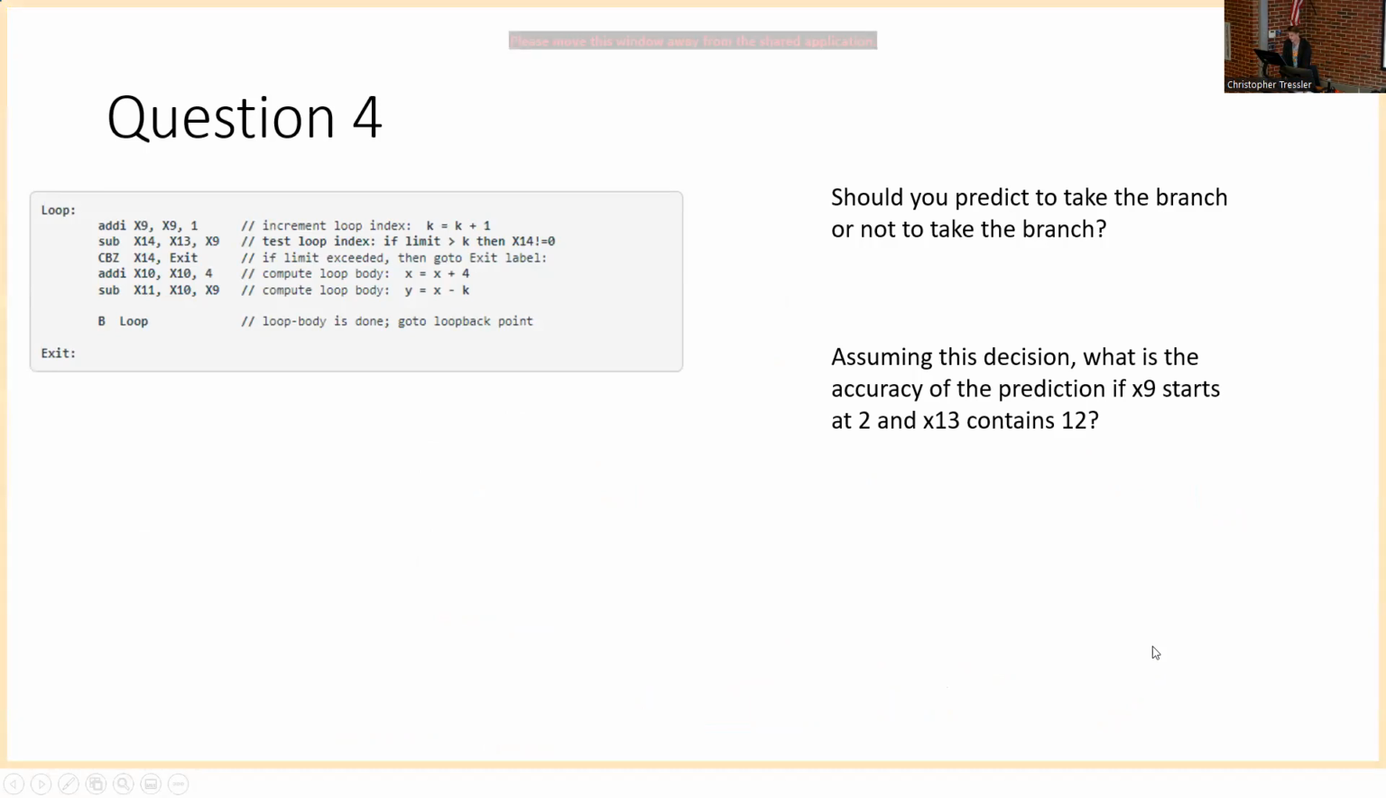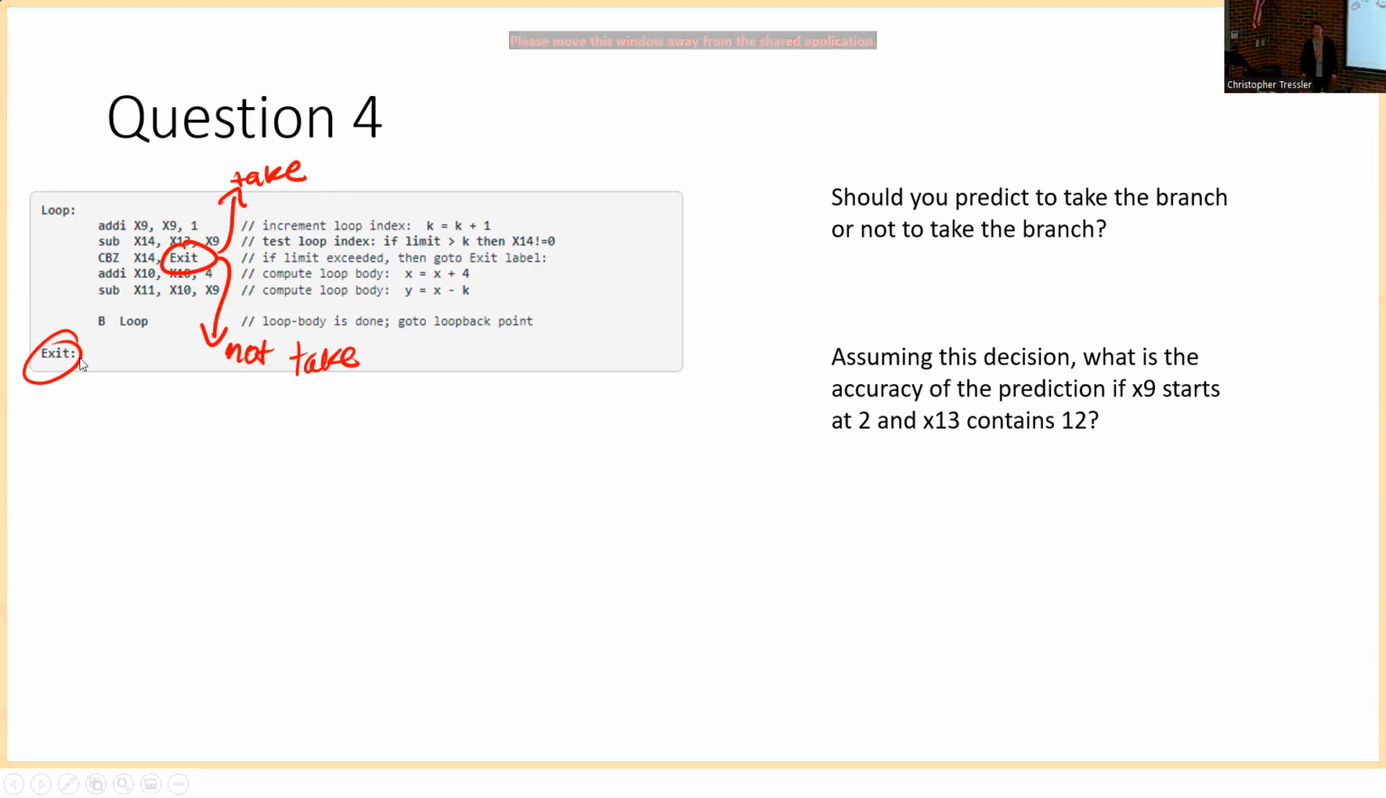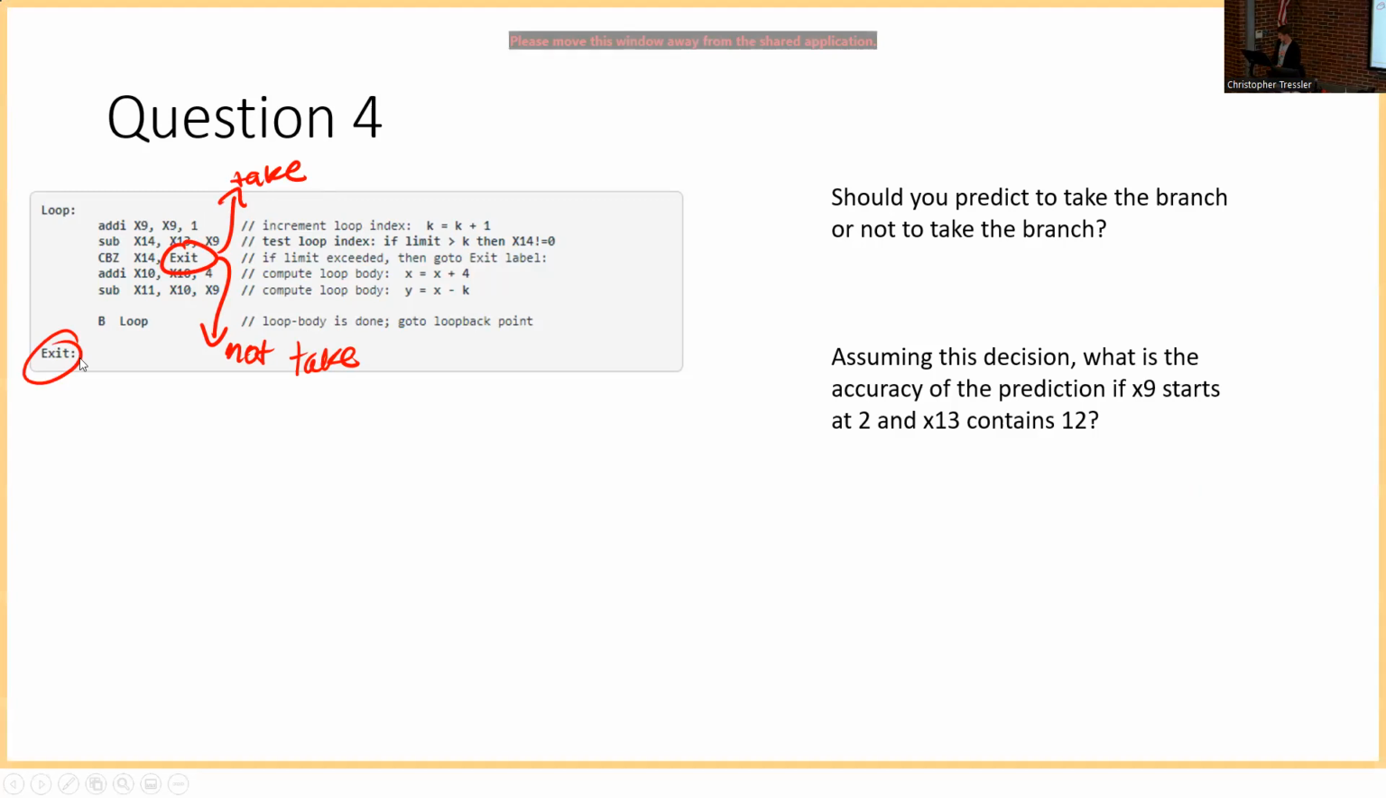Now, essentially, when you look at branch prediction, if the exit is going down, you're not going to take it, so not take. If it's going up, you take. So this is going to exit, and exit is right here. So is exit up or down? It's down, right? It's below. So we're not going to take the exit. Okay.